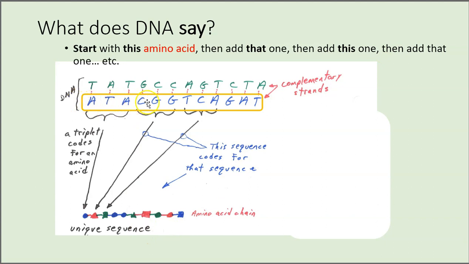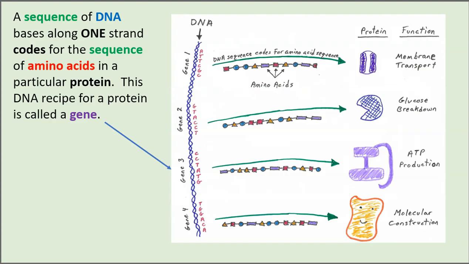So this stretch of DNA, the sequence of these DNA bases, is the instruction for how to link together the 20 different amino acids into some long chain that represents a protein. So a sequence of DNA bases along one strand codes for the sequence of amino acids in a particular protein. And we call this recipe for a protein a gene. So now we've got another vocab word.